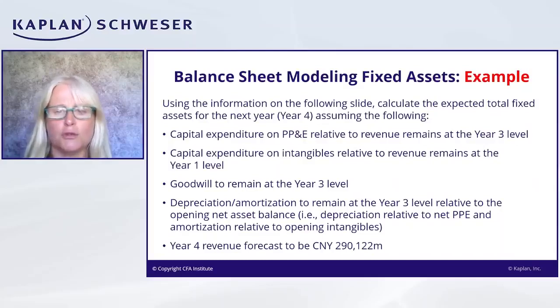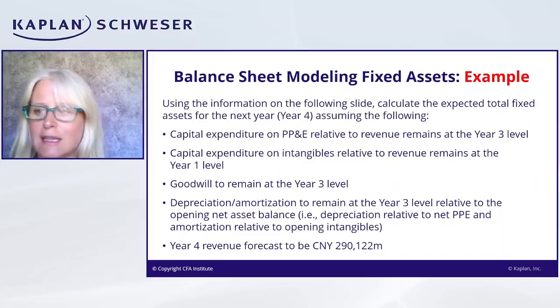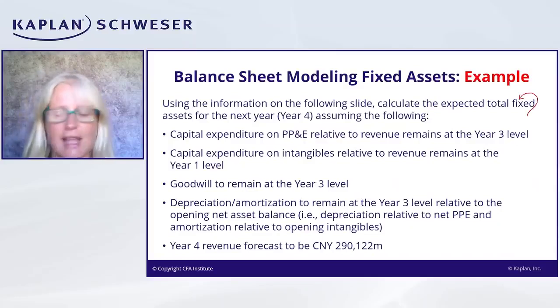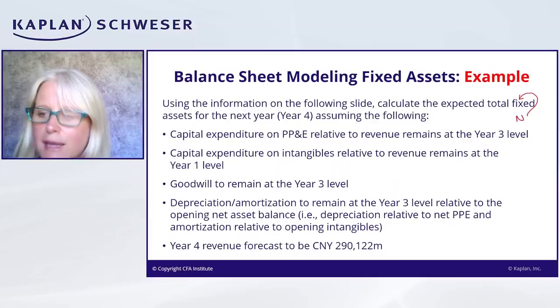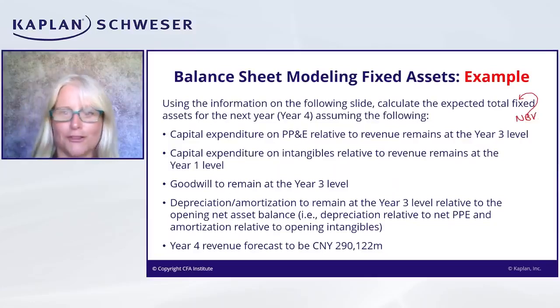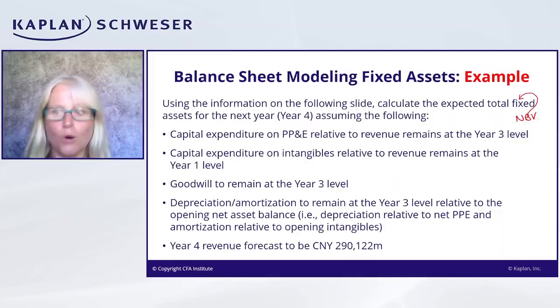We're asked for the total fixed assets, but the problem is we use the word net in two different ways. We want the net book value of the total fixed assets, meaning PPE and intangibles. That's what the word total is being used for. All fixed assets, tangible and intangible, but we want the net book value. So what is the figure that you will see on the balance sheet for the next year?